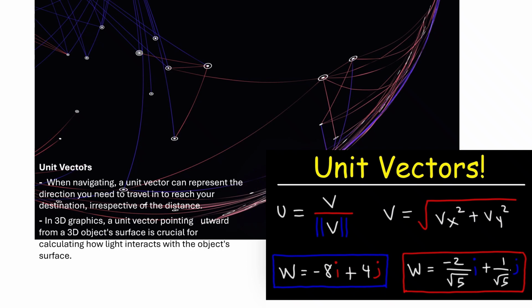Direction indicators: unit vectors provide direction information without specifying distance. Now we use the notation i, j, and k, introducing the standard notation for unit vectors in the Cartesian coordinate system. When navigating, a unit vector can represent the direction you need to travel to reach your destination, irrespective of the distance.